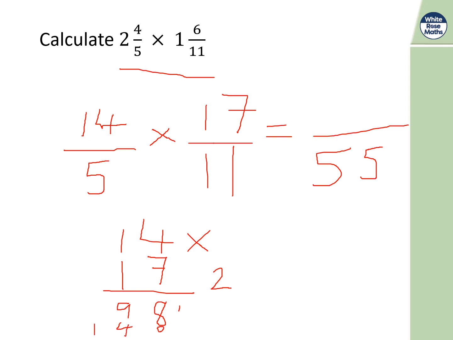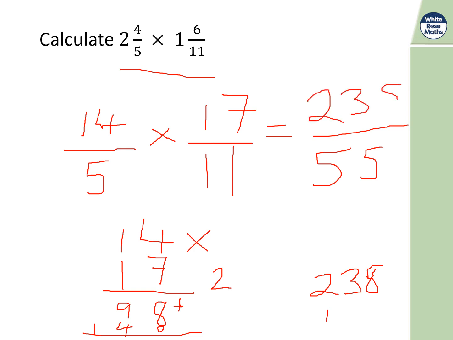Adding my answers together now. Be very careful. 8 plus 0 is going to be 8. 9 plus 4 is going to be 13. So 3, carry the 1. 1 plus the 1 is going to be 2. So it's going to be 238 55ths for that.